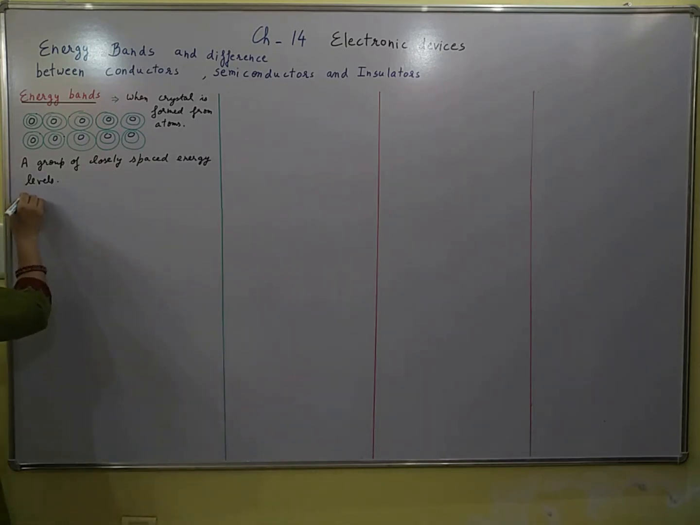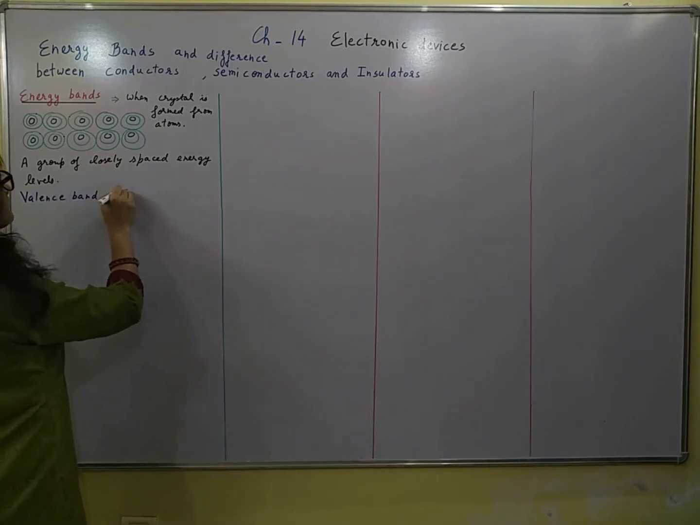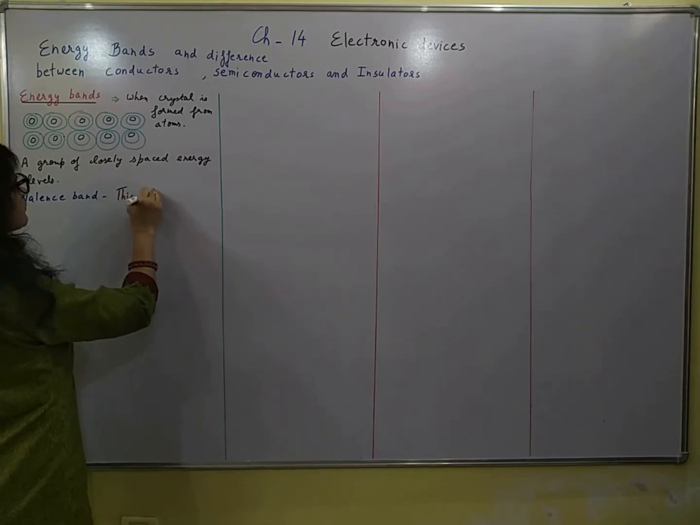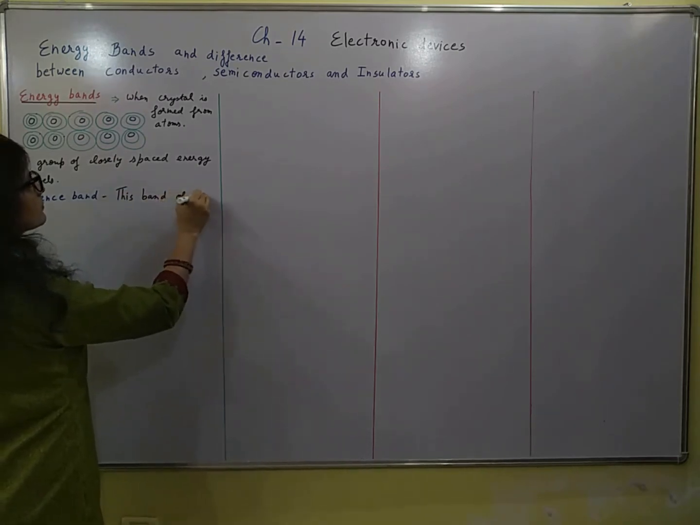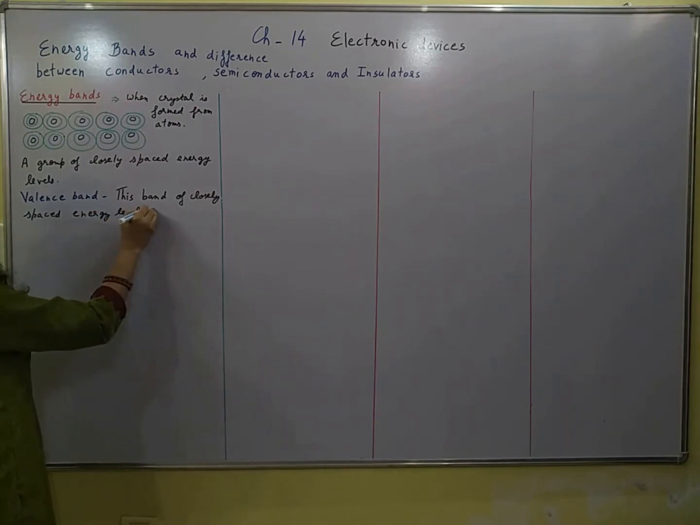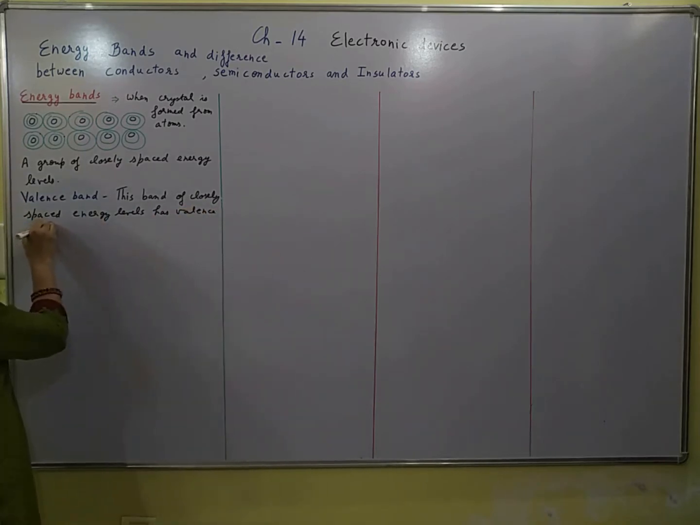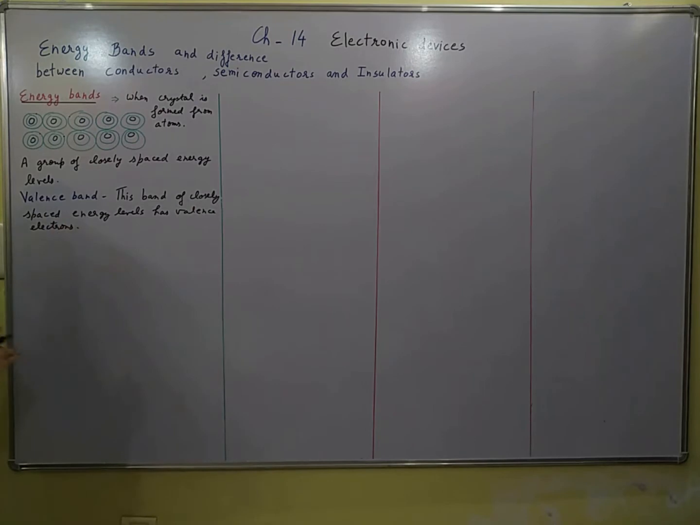We have discussed the valence band. So you can say the valence band is formed of the energy levels in which valence electrons are there. It has valence electrons. It may be completely filled or partially filled.